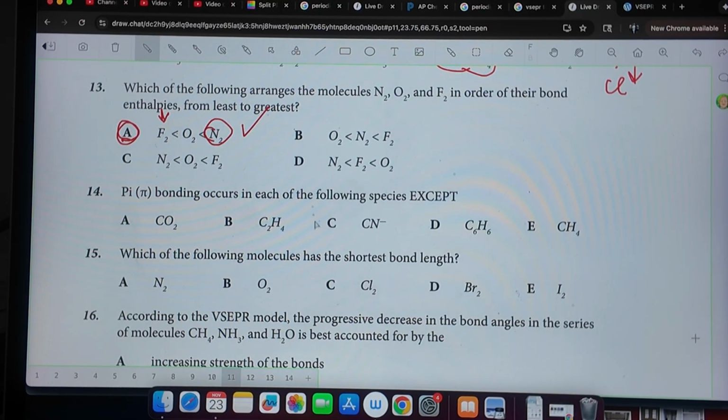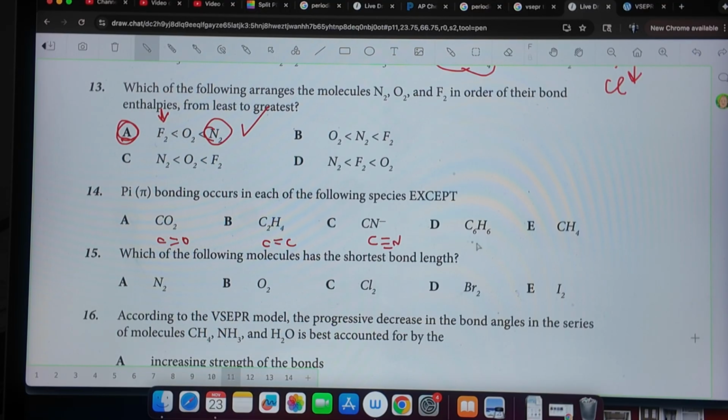Pi bonding occurs in each of the following except... Pi bonding usually happens when there's a double bond occurring. And there's a double bond that occurs here with the CO. There's a double bond that occurs here between CC. Here we have CN. I believe this might even be a triple bond. Here we have possibly some double bonding. But where we don't have any double bonding is here. There's no pi bonding happening here, just sigma bonding.